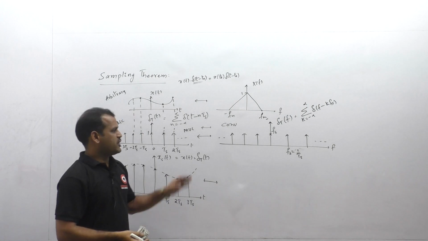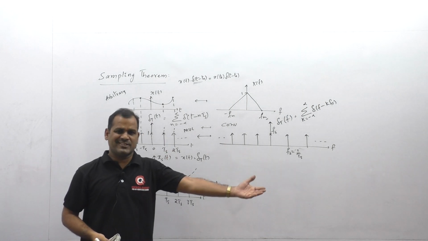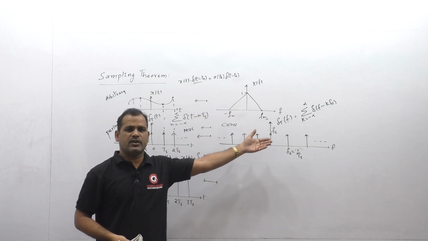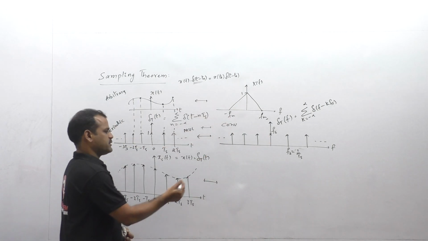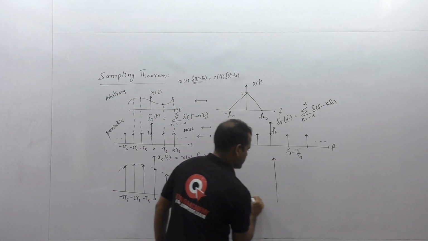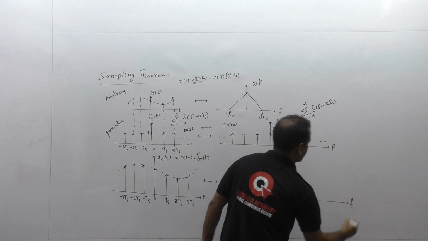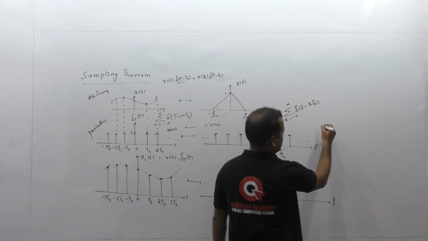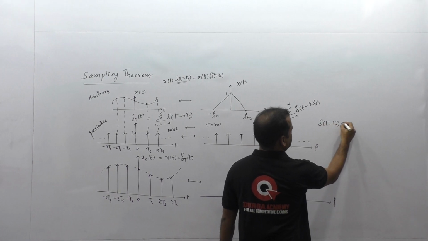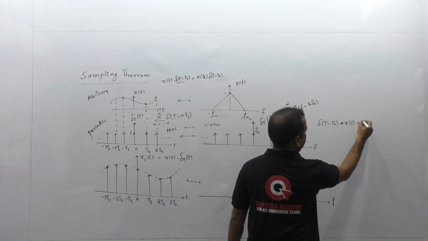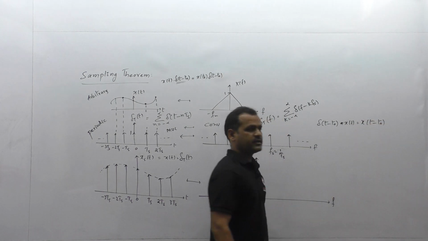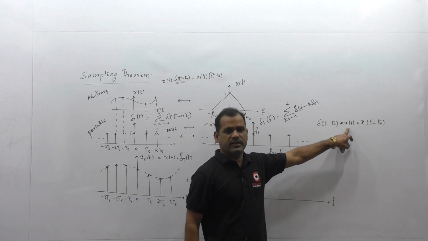We have that convolution in one domain results in multiplication in the other domain, or multiplication in one domain results in convolution in the other domain. From that, we can plot the frequency domain representation of this sampled signal by taking the convolution property of the delta function. I'll write the convolution property of the delta function here. Delta of t minus t naught, if it is convolved with some x of t, that should be x of t minus t naught. Right.